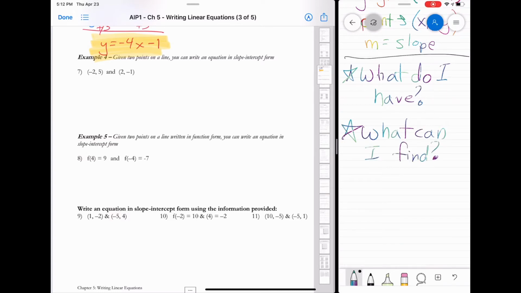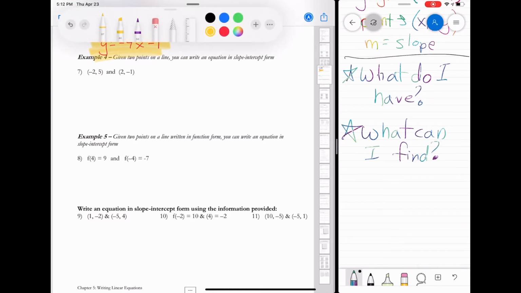For all these questions, when you're rearranging one equation to another format and another equation to a different format, these two questions are so key, all right? Like DJ Khaled, major key right here. What do I have? For problem number 7, I have 2 points. What can I find? Well, usually with 2 points, what we do is find the slope. So why don't we try and find the slope?